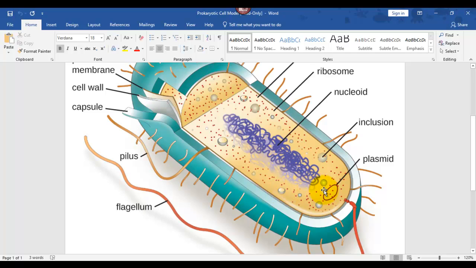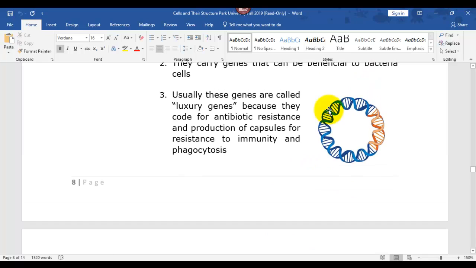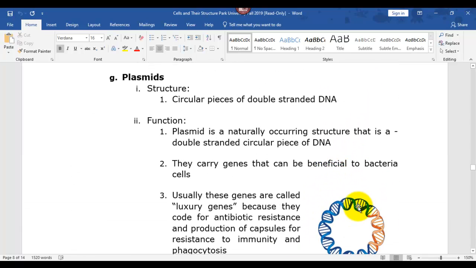They also carry what are called antibiotic resistance genes. There are plasmids in the world that can be exchanged between microbes that allow it to be resistant to penicillin and the products of penicillin. So those are also unique to prokaryotic cells. They carry genes that can be beneficial to bacteria cells: antibiotic resistance, immunity, that's a capsule part. So those are really interesting, and we have some man-made ones.